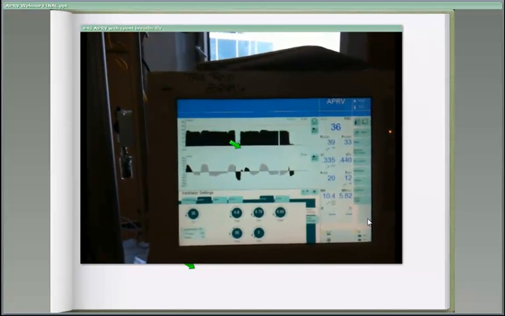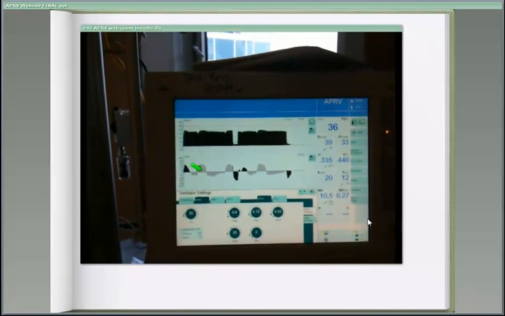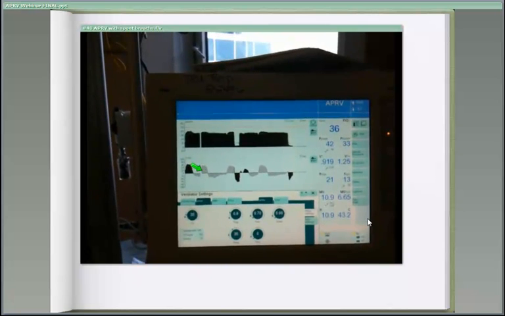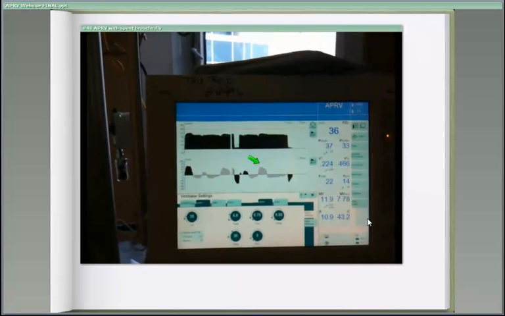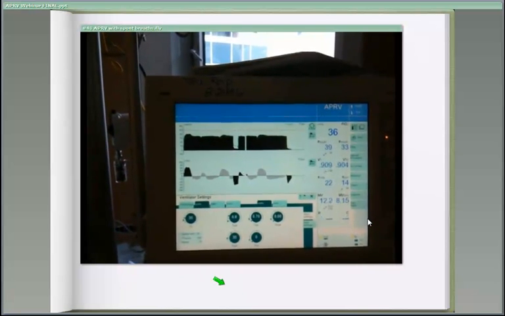And actually the volumes are quite large. The spontaneous breaths are quite large. And you might say, my goodness, that's really high transpulmonary pressure and a lot of lung distension. But let me just describe this patient a little bit better.